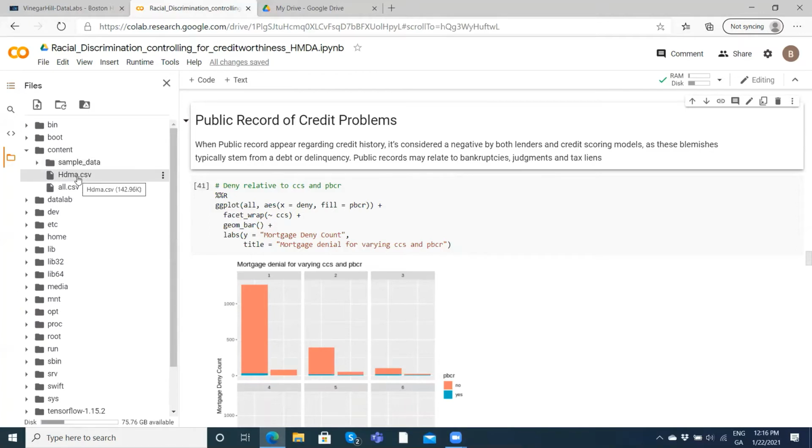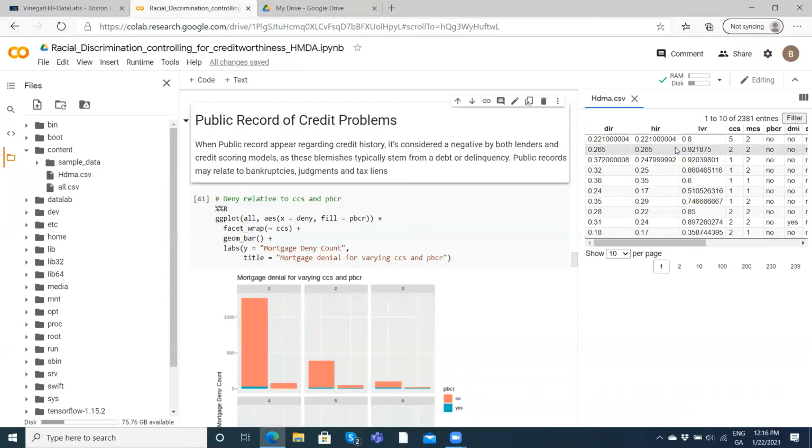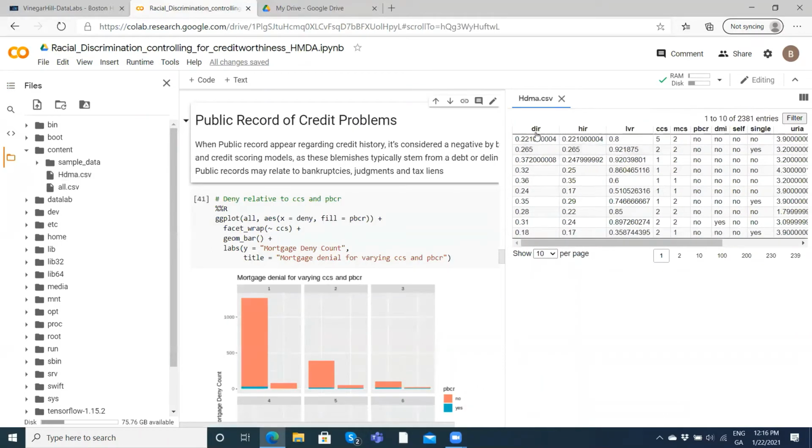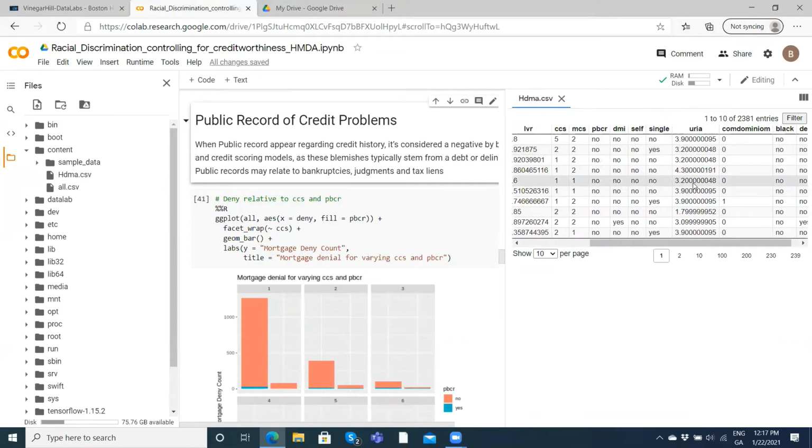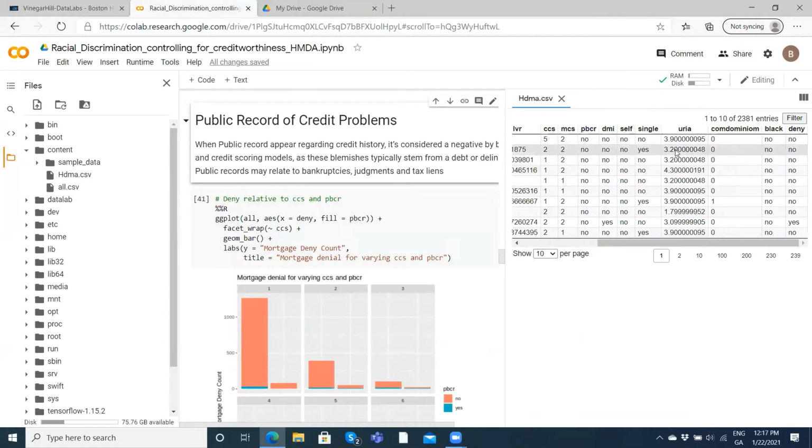Now, we can take a look at the data set and just double click, and you can see the headings here. We have debt to income ratio, household expenditure to income ratio, loan to value, credit score or consumer credit score, mortgage credit score, public bad credit record, denied mortgage insurance, self-employed or not, single or not. So these variables are binary. But then unemployment in a given profession. If you're an applicant coming in from a given profession, are you buying a flat, or an apartment, or a house? And then, are you part of an ethnic group or not? And then mortgage denied or not. So that's our starting data set.